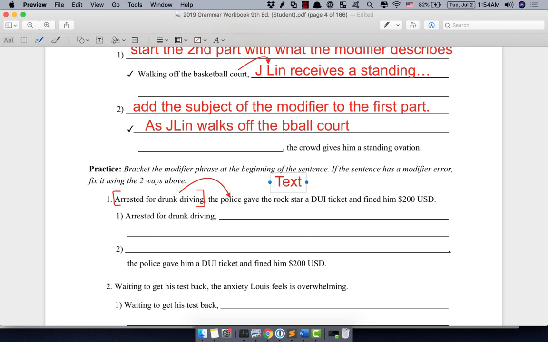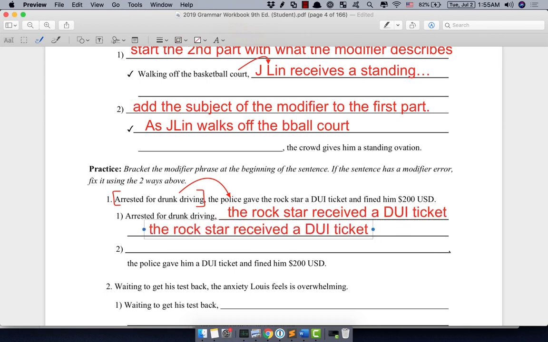So the first way to fix a sentence is you can have arrested for drunk driving, the rock star receives a DUI ticket. There's the police. So received a DUI ticket by the police and was fined $200. You don't need the exact sentence like I have here. As long as you have the word rockstar here, then you're all good.